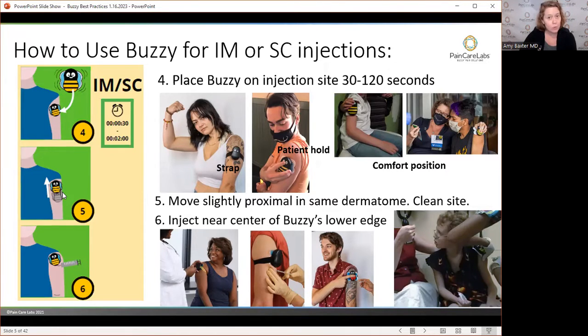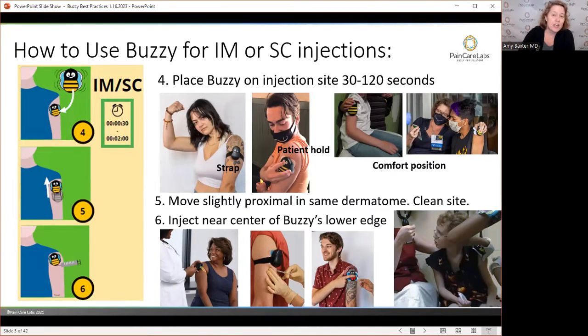Step 5, when you're ready to give the injection, slide Buzzy 1 or 2 centimeters proximal in the same dermatome. Now we'll talk about dermatomes for injections that are not in the arm, but in the arm, the dermatome nerve pathways are going to go straight vertical. So just slide it slightly up and then clean the site as you normally would.